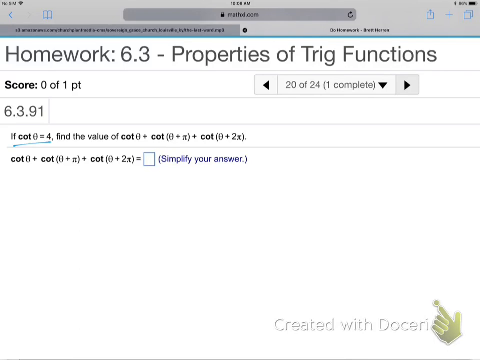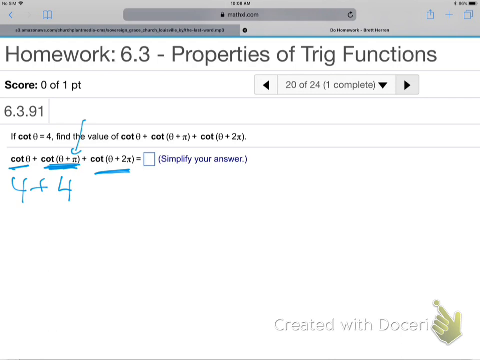All right. Cotan of theta is 4. What's cotan theta plus cotan of theta plus pi? How much is pi? Half a circle, right? 180. Plus cotan of theta plus 2 pi. Any guesses? They're telling me that cotan itself is 4. So this is 4 right here, clearly. Plus, what's this? Got to be 4 also. Why? Because it's only pi later.